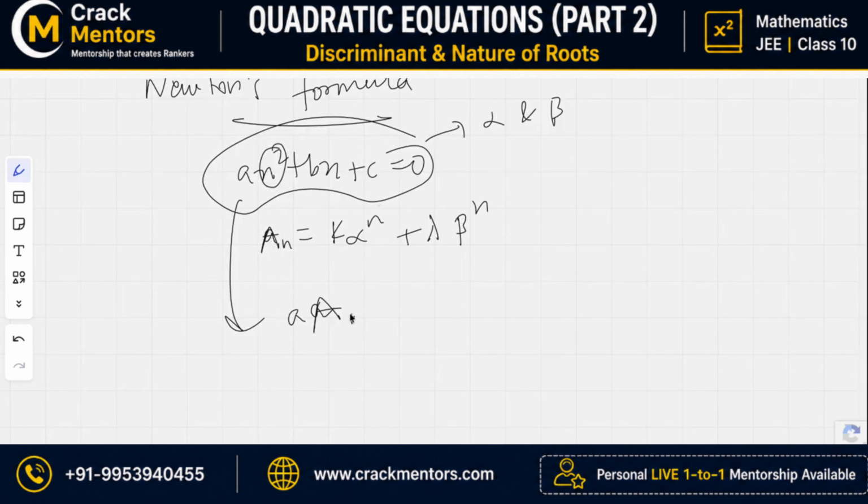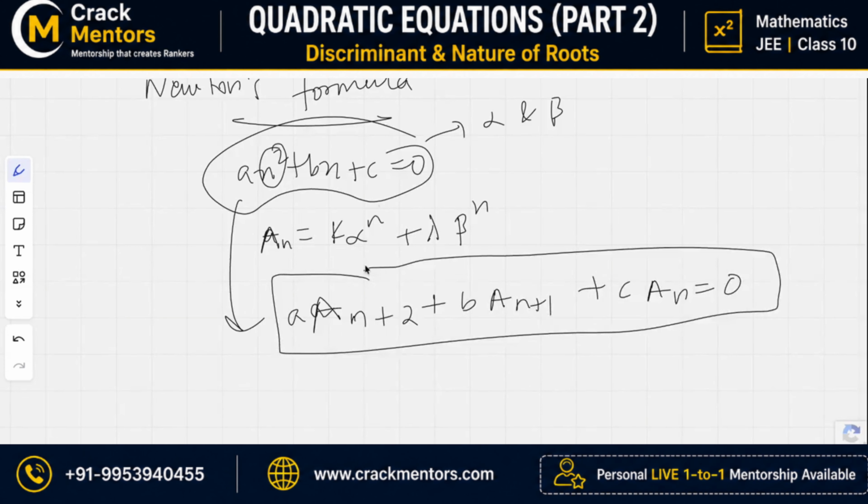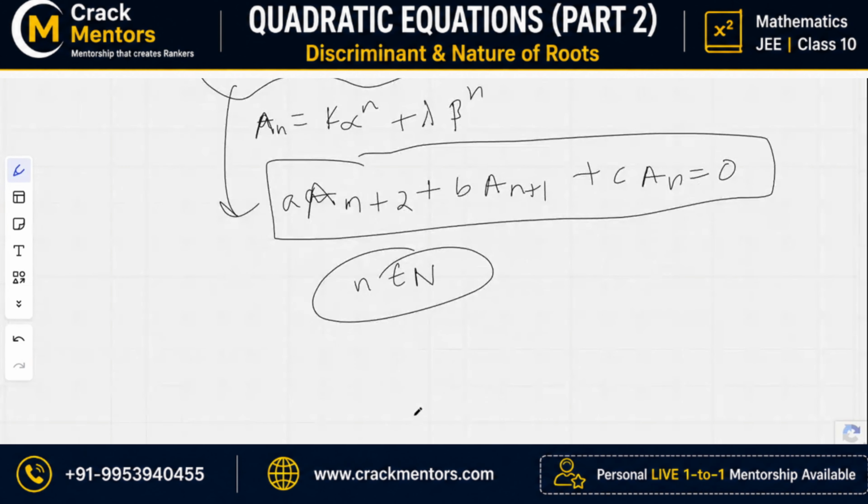Do you remember? N plus 2 it would be. Oh, okay. A times A_(n+2) plus B times A_(n+1) plus C times A_n equals 0. This is how you, I'm sure you would have read this. And this would be valid for all n belonging to natural numbers. Okay, don't take whole numbers. So 1 second, I'll just note it down again.